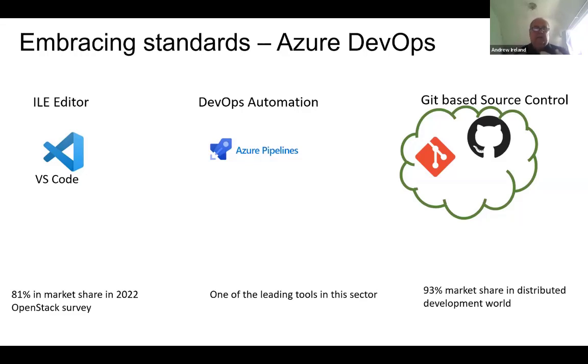We need to automate the DevOps process, and that's where things like Azure pipelines become absolutely critical. It's one of the two leading tools in this area, helping you actually automate and speed up your delivery capabilities. And as we mentioned, Git has become the source repository of record for most companies. Almost all open source solutions now are stored in Git. Something like 93% of all code out there is now stored in a Git repository.